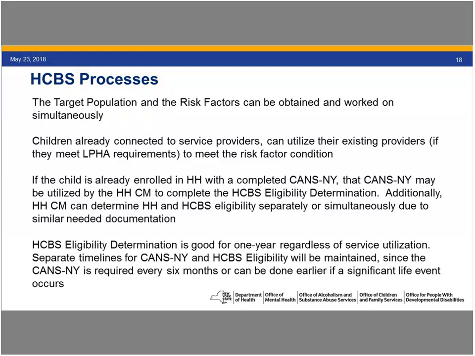HCBS eligibility determination is good for 1 year regardless of the service utilization. So we all know right now the CANS has a timeline of every 6 months, or if there's a significant life event that occurs in a child's life. But HCBS will be good for 1 year. So there will be different triggers to produce your CANS New York on a regular basis of 6 months versus your HCBS eligibility for 1 year.